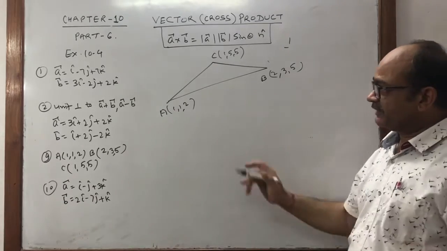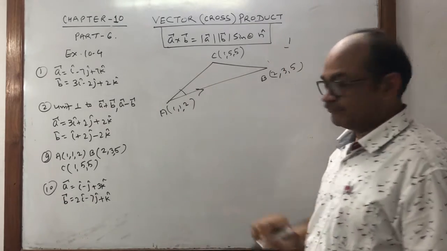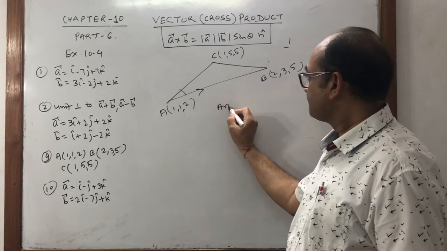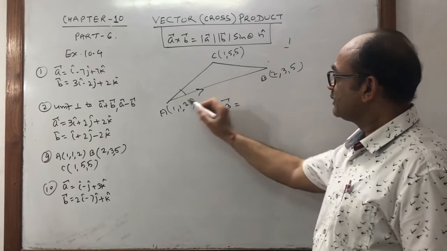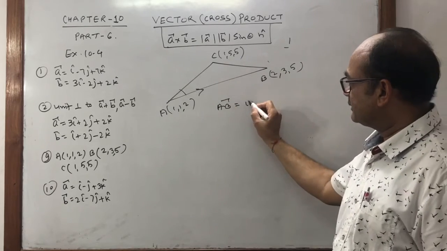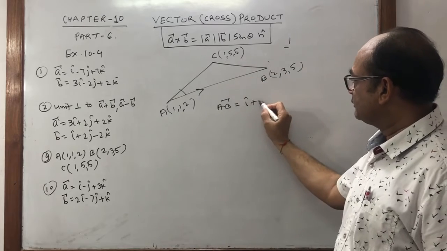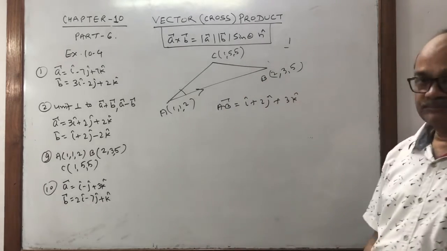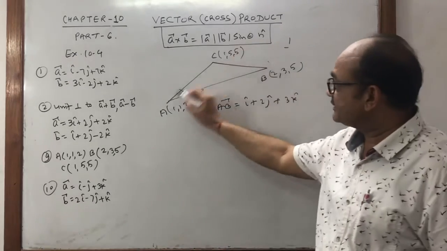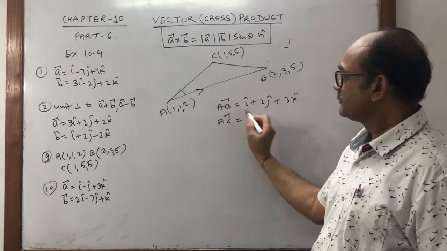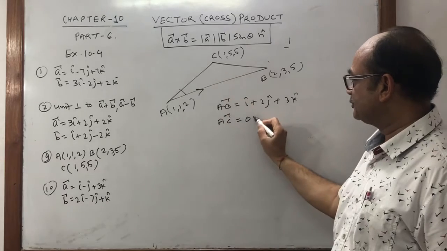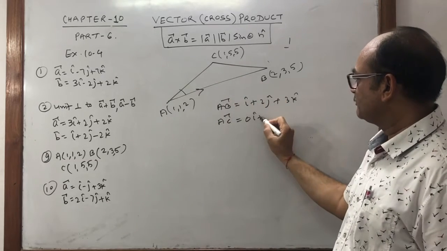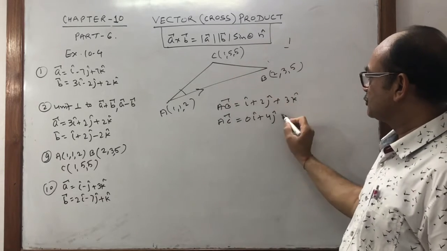So first we have to calculate vector AB. You know very well how we calculate vector AB. Second minus first: 1i, second minus first 2j and second minus first 3k. Similarly, we have to calculate the adjacent side AC. So AC means this minus this: 0i, 5 minus 1 is 4j and 5 minus 2 is 3k.